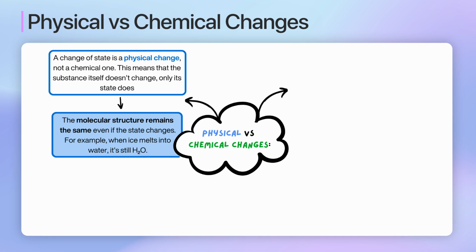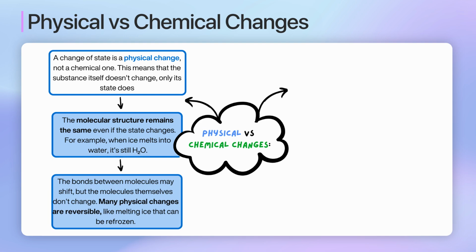In physical changes, the bonds between molecules may shift, but the molecules themselves don't change. A key point is that many physical changes are reversible, like melting ice that can be refrozen.